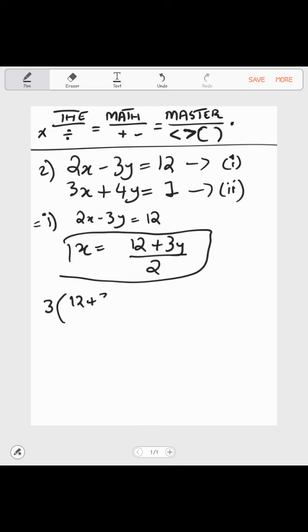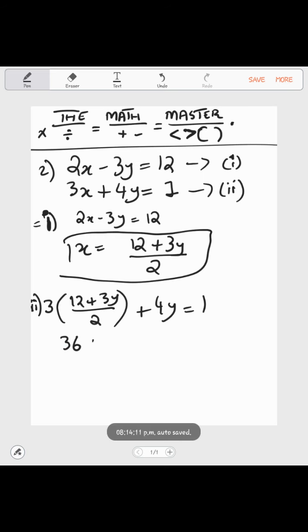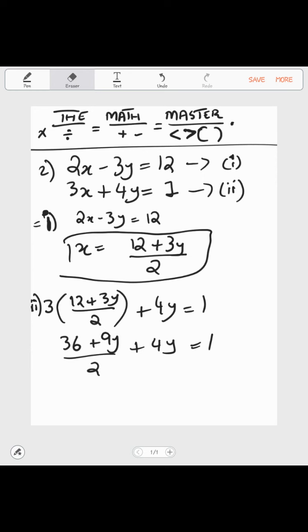12 plus 3y over 2 plus 4y equals 1. Now multiply it: 3 times 12 is 36, and 12 times 2 is 24. Plus 9y over 2 plus 4y equals 1. Now I'm just going to continue, because I don't have much space over here.